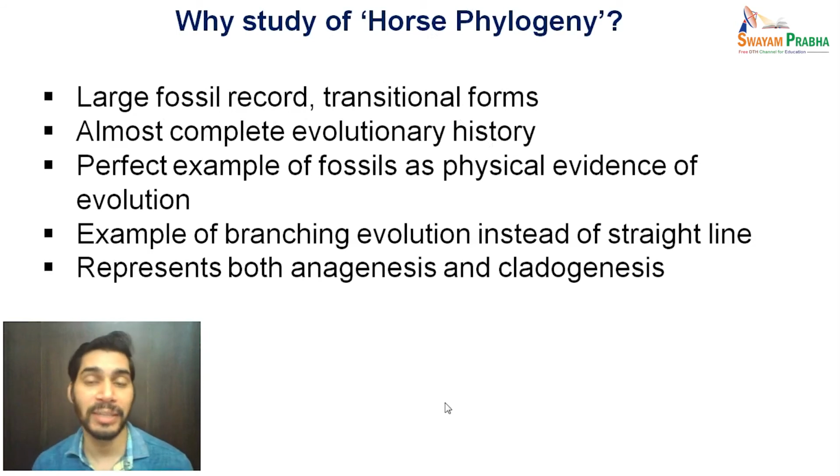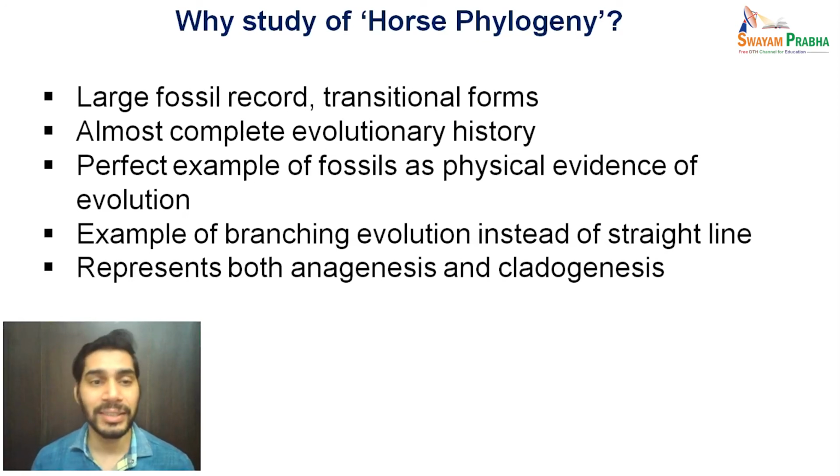See, in order to say that something has evolved from earlier stages, we must have proof that it has come this way, and these transitional forms provide us the proof. In the case of horse phylogeny, the fossils we have represent characters of, as I just mentioned, the previous form and the coming form. So we have a large record of transitional forms as well. These fossil records make the evolutionary history of the horse almost complete, and that is the reason it represents a very good example of physical evidence of evolution. You must remember, when we talked about paleontological evidences of evolution, we talked about how the phylogeny of a particular organism can represent an example that fossils are good evidence of evolution.